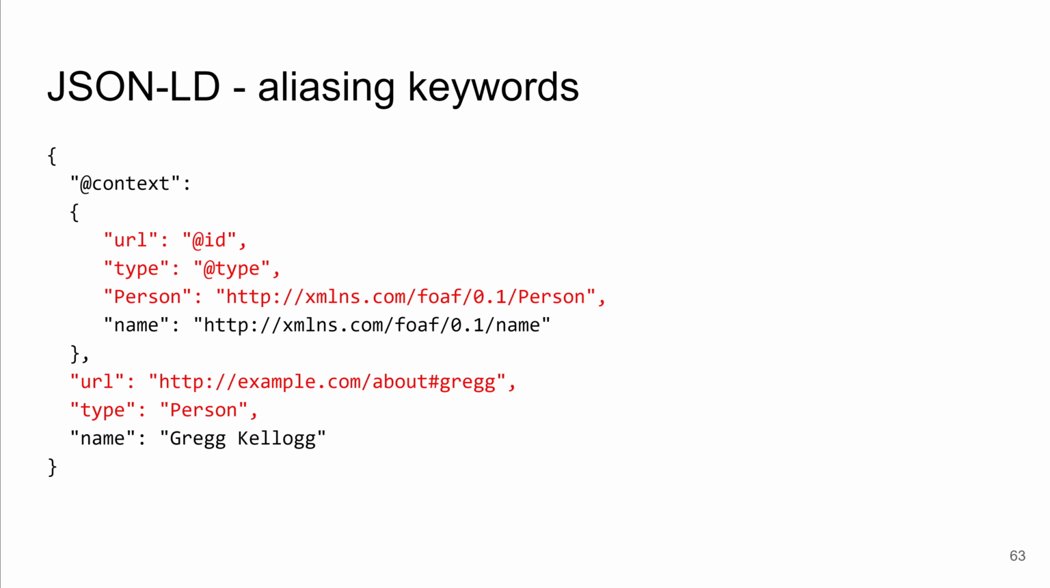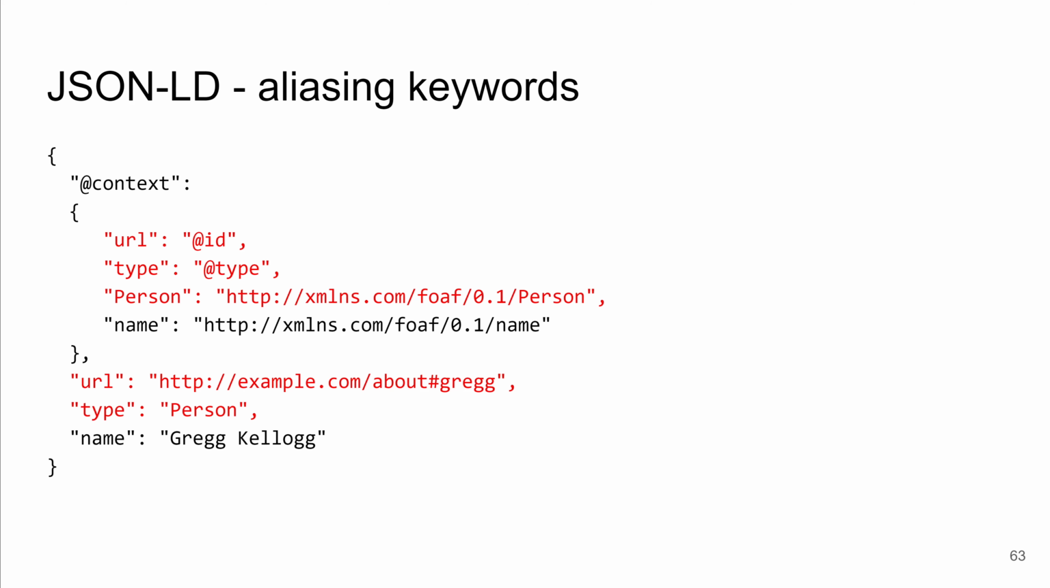Now, we have talked about JSON-LD and its @ keywords quite a lot. But from the regular JSON developer point of view, the @ keyword might pose a problem because in regular JSON, you have no @ keyword. So the question is if we can do something about it so that the JSON developer is not bothered by any @ keywords. And what we can do is we can alias those keywords.